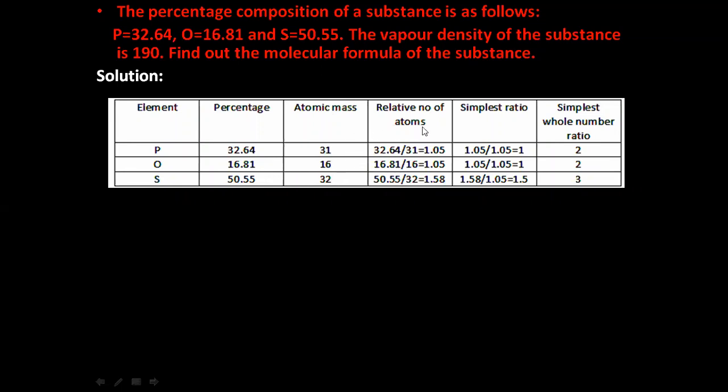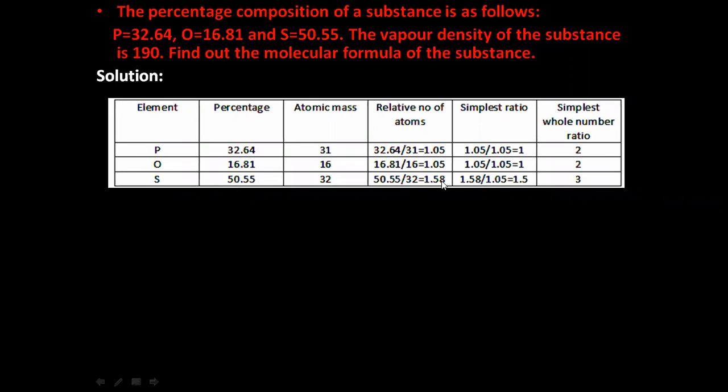Okay, relative number of atoms. So what is the relative number of atoms? Again, it is atomic ratio, that is percentage by atomic mass. For phosphorus, 32.64 divided by 31 gives 1.05. For oxygen, 16.81 divided by 16 gives us 1.05. And for sulfur, 50.55 divided by 32 gives us 1.58.